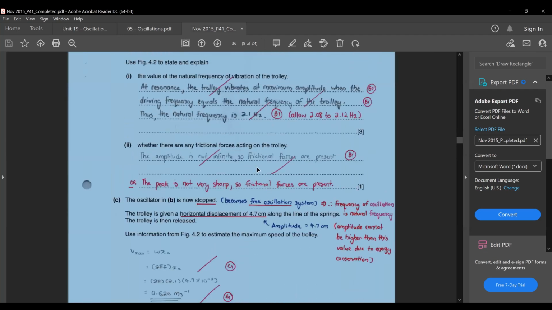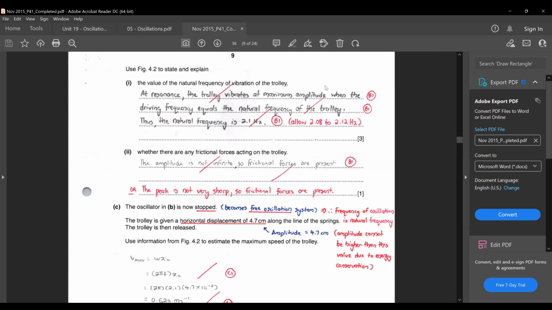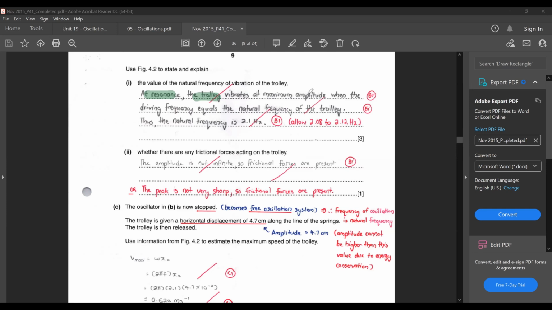So if you wanted to word your answers, you will actually say something like this. At resonance, the trolley is vibrating at maximum amplitude when the driving frequency equals the natural frequency of the trolley. So from the graph itself, you can actually see that the natural frequency is 2.1 Hertz. The marking scheme allows you to have a range to your answer. I mean, they give you a range. As long as your answer falls within the range, you should be fine. Anything between 2.08 to 2.12 Hertz would be acceptable.